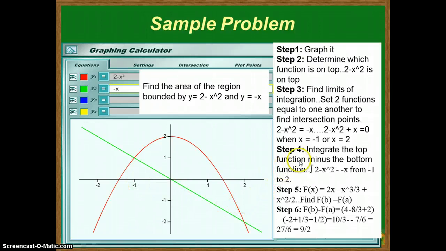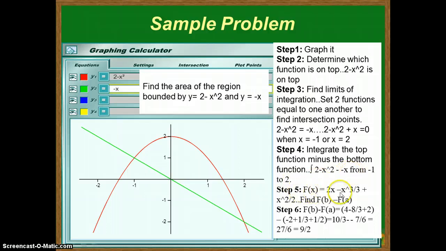Integrate the top function minus the bottom function, because imagine that there's a rectangle here. I need to know what the height of the rectangle would be at a certain value of x. Well, it would be the value of the top function minus the value of the bottom function. So I set my integral up as the integral of 2 minus x squared, minus, subtracting the next one, minus x, from negative 1 to 2.